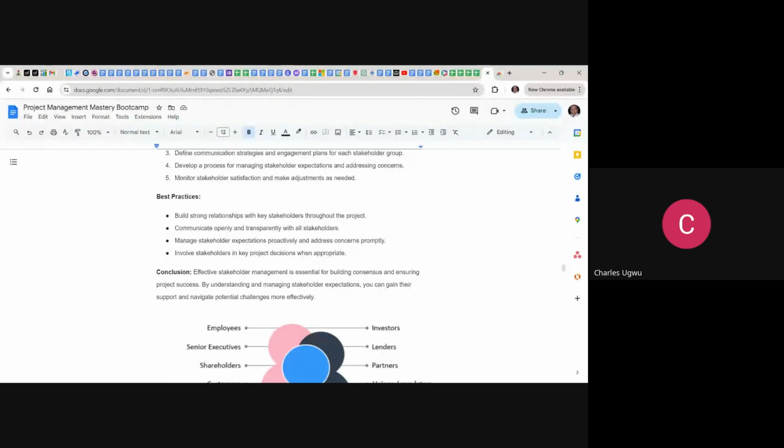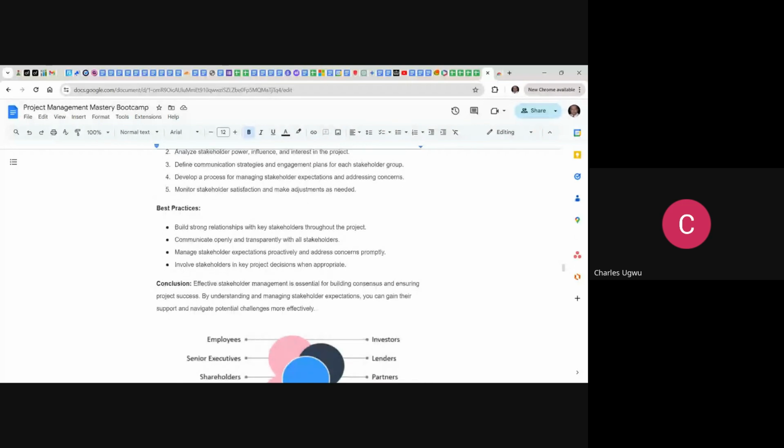Here is transparency. That's why we're discussing: manage stakeholders' expectations proactively and involve them in key decision making. Conclusively, effective stakeholder management is essential for bringing consensus and ensuring project success. By understanding and managing stakeholders' expectations, you can gain their support and navigate potential challenges more effectively.